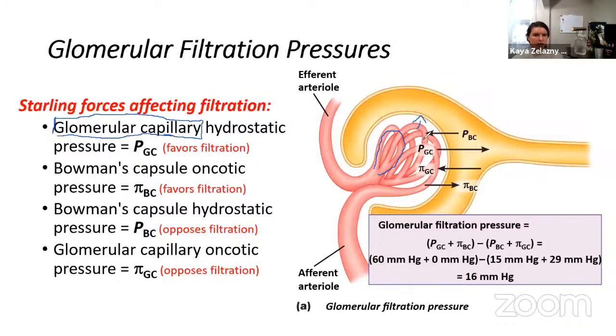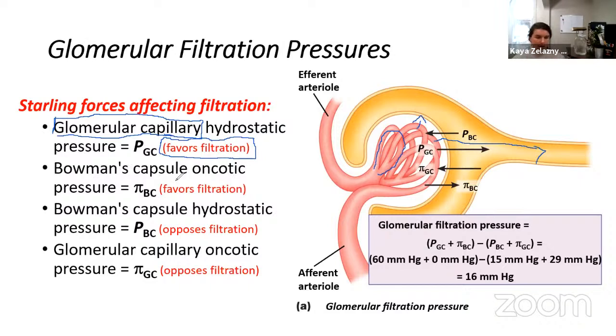If we look at the direction of that arrow, we know filtration is the movement of fluid into the nephron. So we can see that our arrow for that hydrostatic pressure, that push on the wall of the capillary, is going in the direction that we've defined as filtration. Filtration is this initial movement of fluid and solutes out of the blood and into the beginning of the nephron. So our glomerular capillary hydrostatic pressure is favoring filtration because of the direction of that arrow.